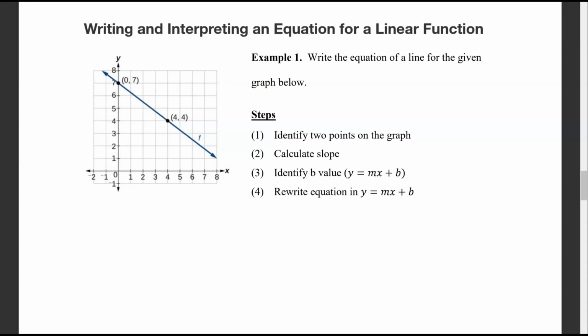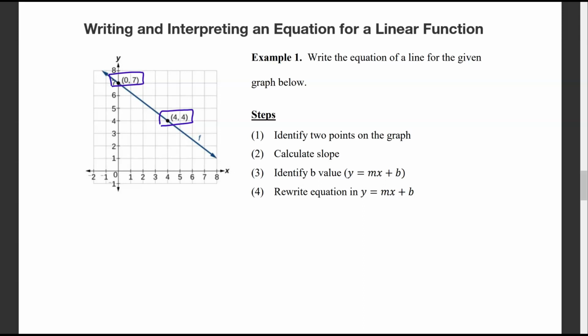Alright, in this video we're going to be talking about writing and interpreting an equation of a linear function. So write the equation of a line for the given graph below. The steps: we want to identify 2 points on the graph, such as (4, 0) and (0, 7). Then we want to calculate the slope, so let's start with that.